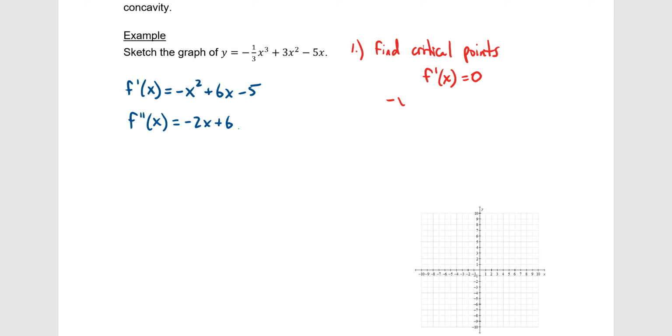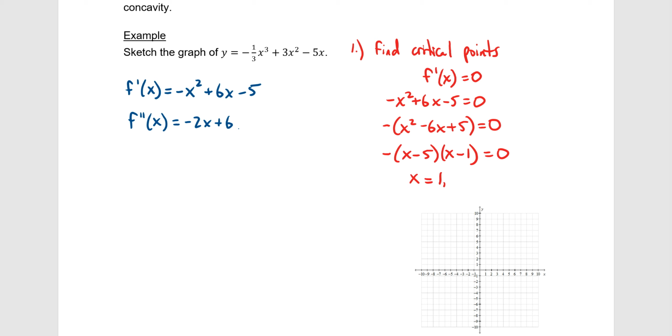That's negative x squared plus 6x minus 5 equals 0. Before we factor this, we should factor out a negative to make the leading term positive. So that's going to be positive x squared minus 6x plus 5 equals 0. Two numbers that multiply to 5 and add to negative 6. That's going to be x minus 5 times x minus 1. And that gives us x equals positive 1 and x equals 5 when we set both of those equal to 0.